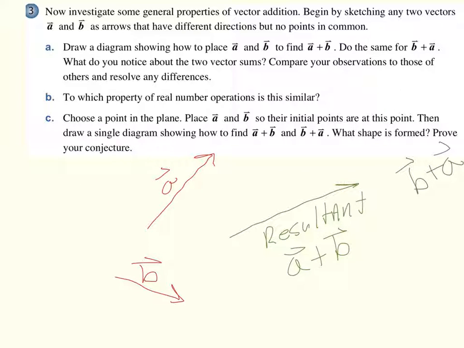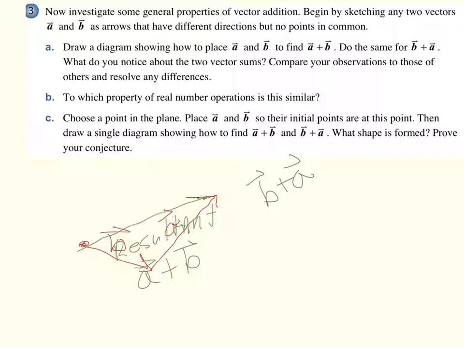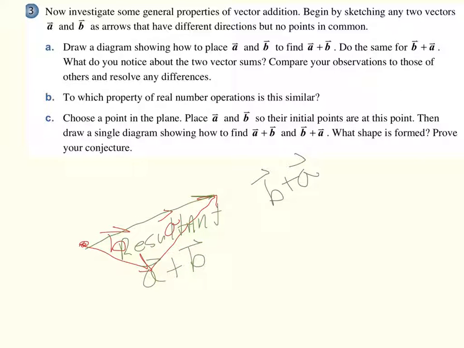Now, starting in the same spot, approximately right there, if I take vector B and then add to that vector A, do I still get the same resultant? And the answer is yes. Therefore, vector A plus vector B is the same as vector B plus vector A.